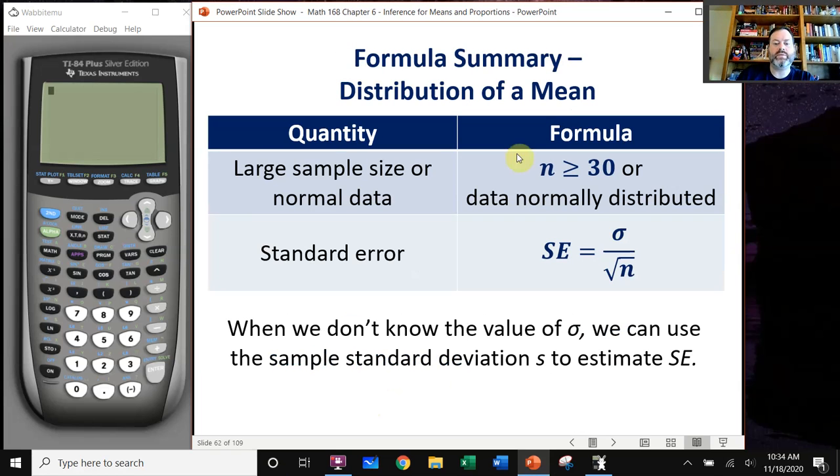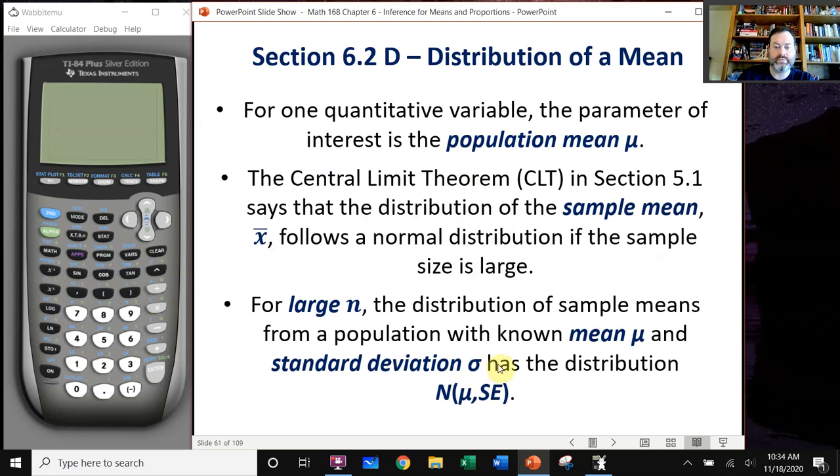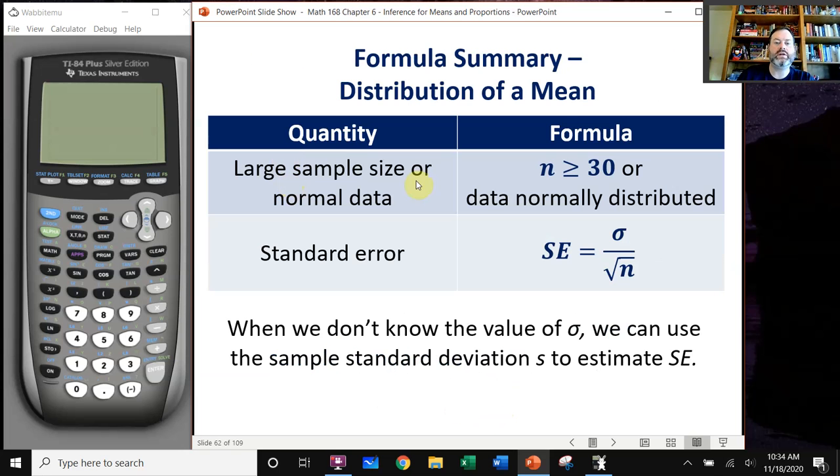So here, again, what we're saying is that if we know sigma, then the standard error is given by sigma over square root n. And the other thing we need in order for this statement at the bottom to be true is a large sample, or the data itself has to be normal.